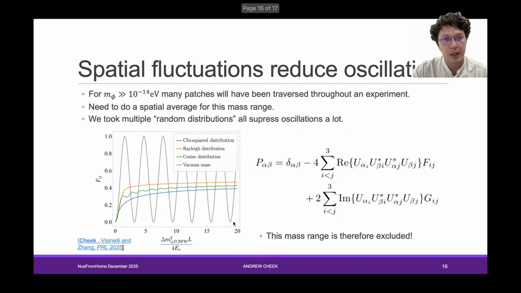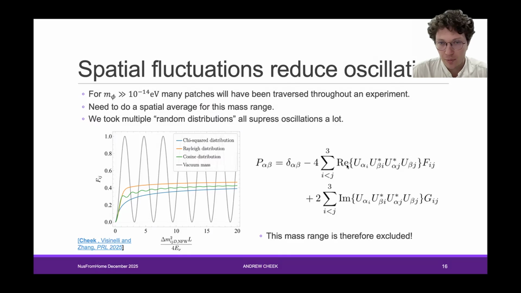And so when does this matter? This matters when the mass of our dark matter is above roughly 10^-14 eV. Remember earlier, for the dark neutrino masses, we needed the mass of dark matter to be below 10^-9 eV. So we have a range of around five orders of magnitude to play with. In this region, many patches will be traversed throughout an experiment. So now we have to do a spatial average of different random variations of the dark matter density as the Earth travels through it.